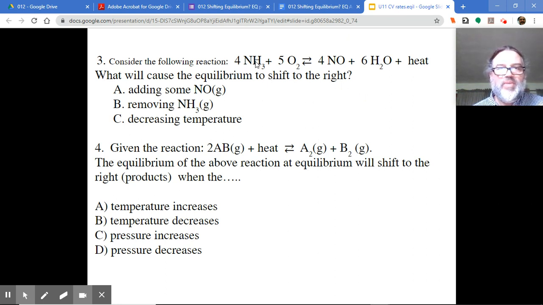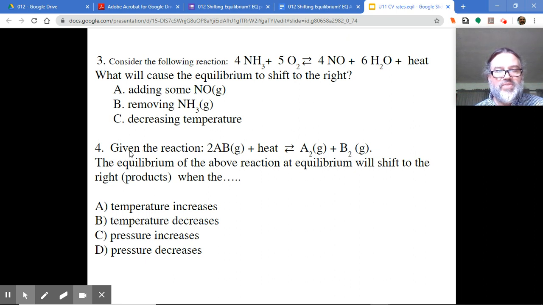Question 3, look at this chemical reaction. We want to shift to the right. This is the right side. We want it to become more product favored. What's going to do that? What will push it to the right? Well, if I add some NO, it would want to go this way. If I remove some NH3, if this goes away, it would want to replace what was being lost. If I decrease the temperature, let's see, it produces heat, and if I lower heat, it's going to want to make more heat. Which one will cause it to shift to the right? We would say that it's decreasing temperature.